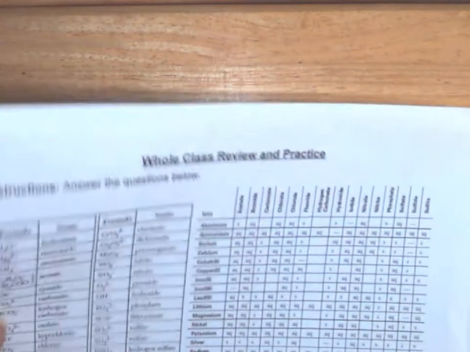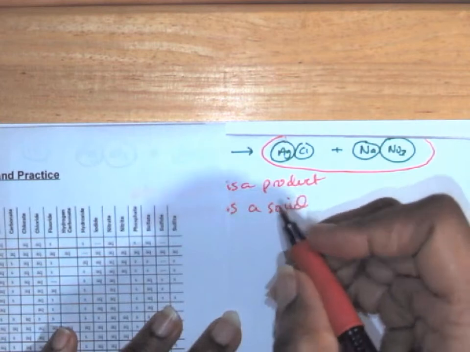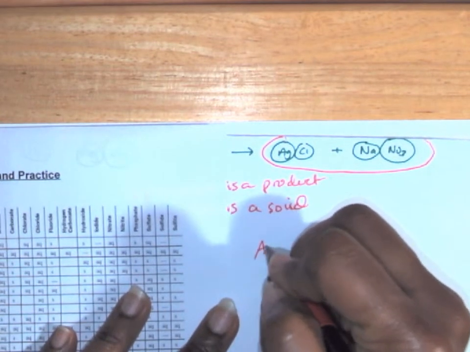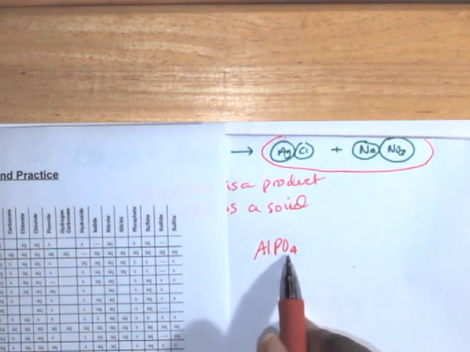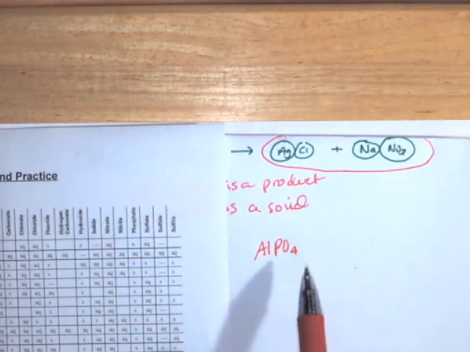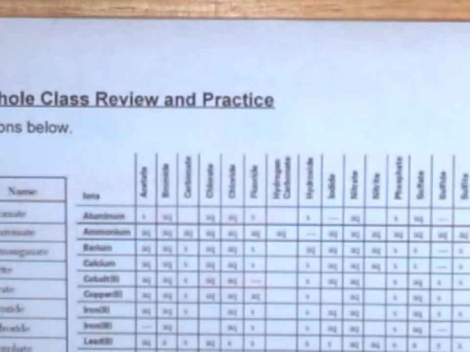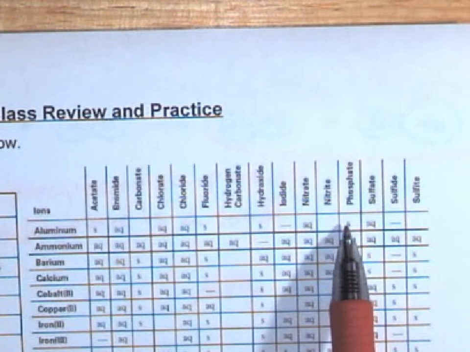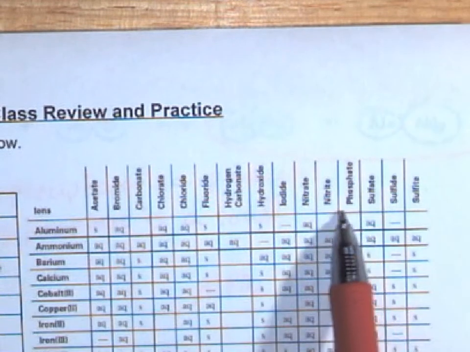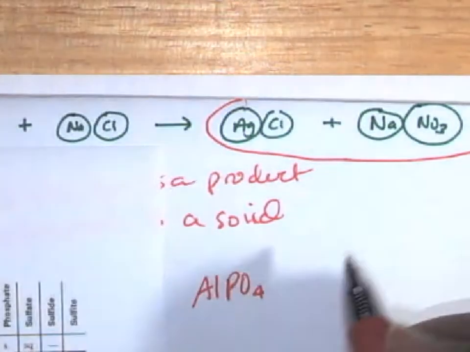So let's say, for example, the thing you were looking at was aluminum phosphate, AlPO4. That's aluminum, and that's the polyatomic ion phosphate. If I want to know if this is a precipitate or not, I go to my chart, zoom in, and find aluminum. Here's aluminum, and then I scroll over until I find phosphate, which is right here. Aluminum and phosphate intersect here, and I see S. S stands for solid. So if it's a solid, then I know that this would be a precipitate.